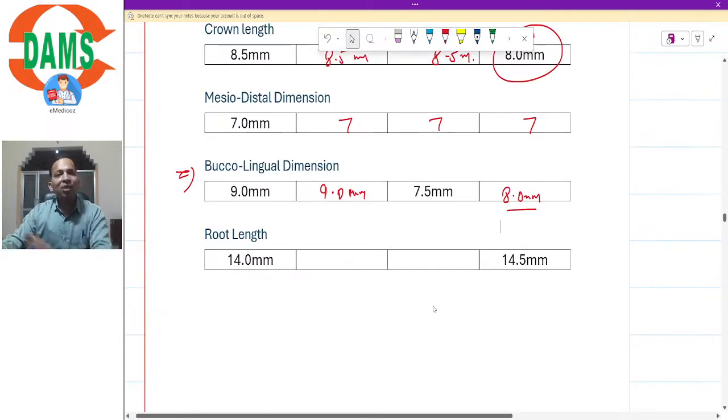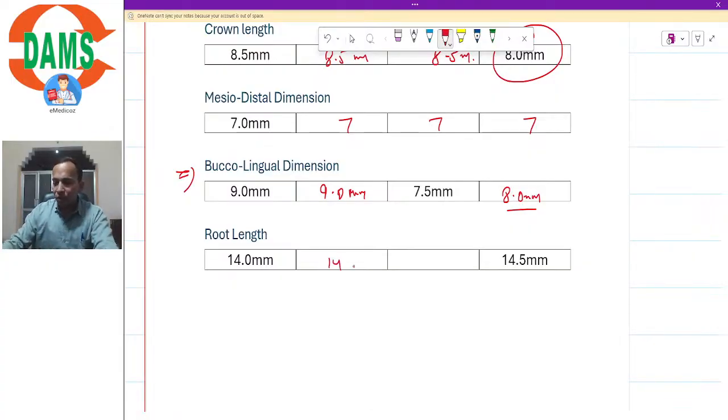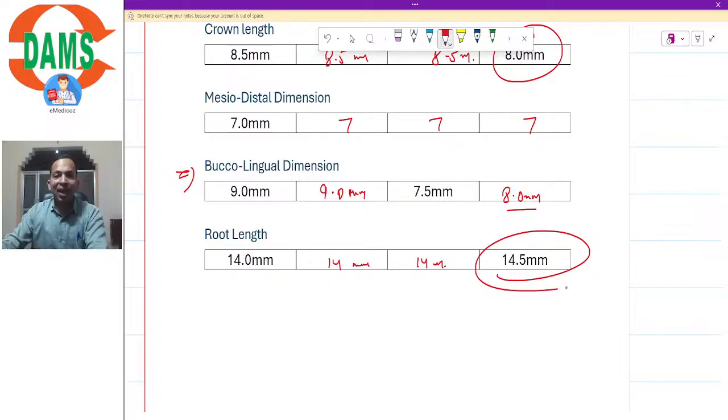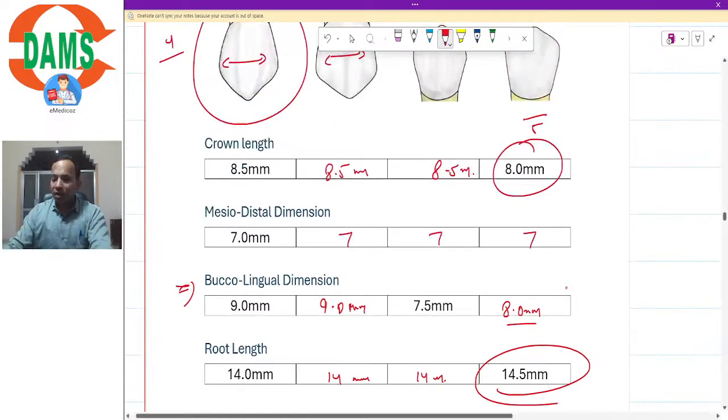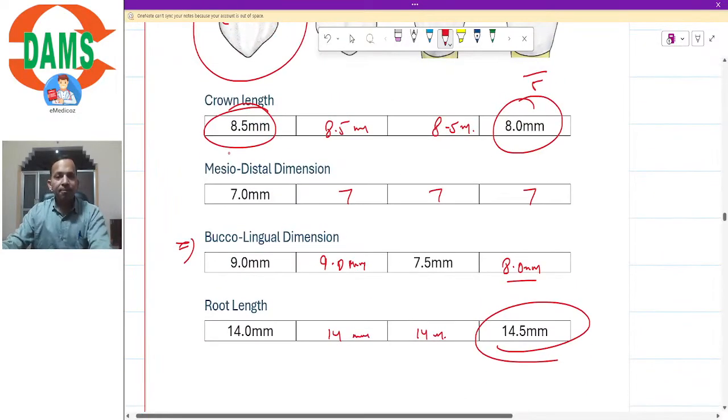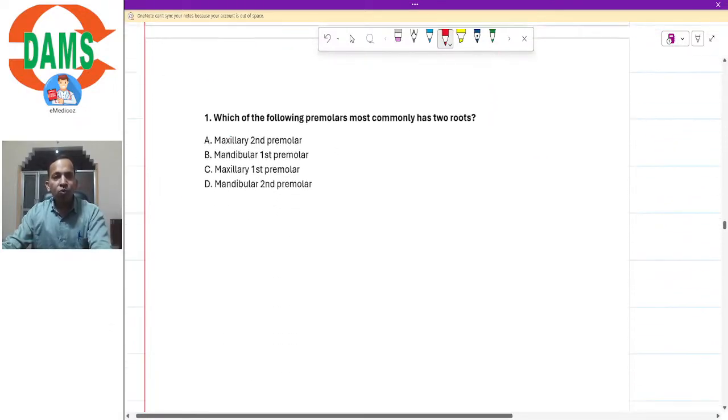Root length again would be the same for all the premolars, right? It would be the same for all the premolars except the mandibular second premolar. So mandibular second premolar has the longest root, and maxillary first premolar has the longest crown. Is it clear? So longest crown, maxillary first premolar; longest root, mandibular second premolar. So this was about the dimensions. Now let's go to some MCQs.